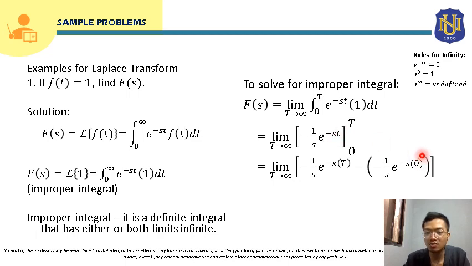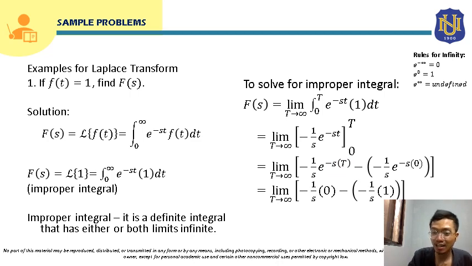Evaluating this, as we know, this T is approaching infinity. So e raised to negative s times infinity is e raised to negative infinity. Recalling the rules for infinity, e raised to negative infinity is actually equal to 0. So e raised to negative s times capital T is equal to 0, and this will be 0 here.